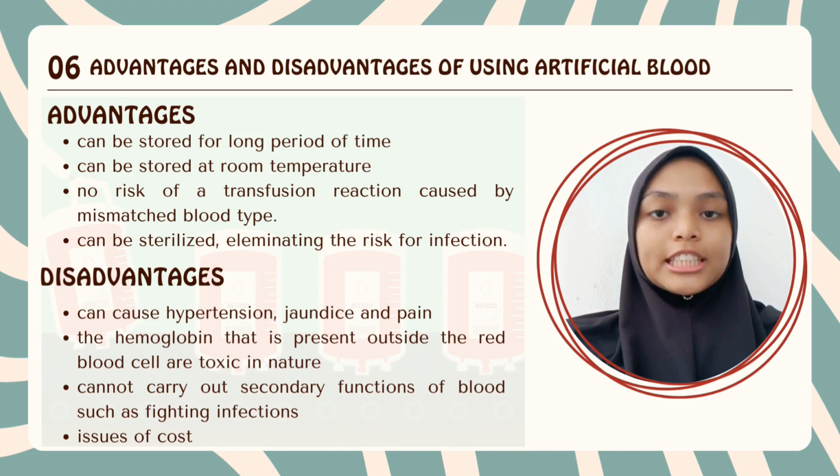The first disadvantage of using artificial blood is that it can cause hypertension, jaundice, and pain. Secondly, the hemoglobin that is present outside the red blood cell is toxic in nature. Next, it cannot carry out secondary functions of blood such as fighting infections. Lastly, the cost of artificial blood is much higher compared to natural blood.